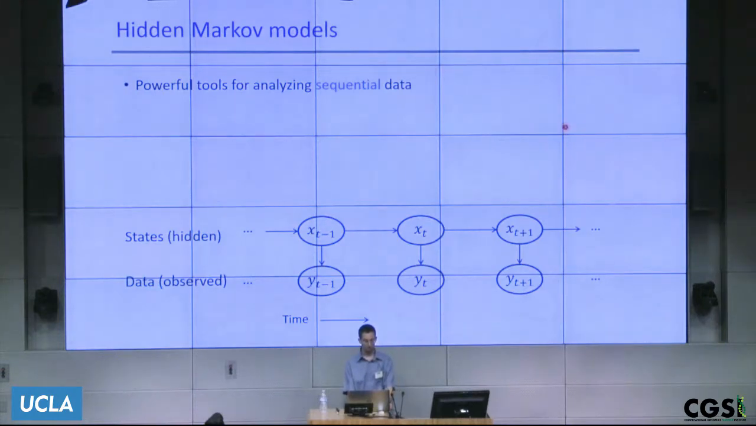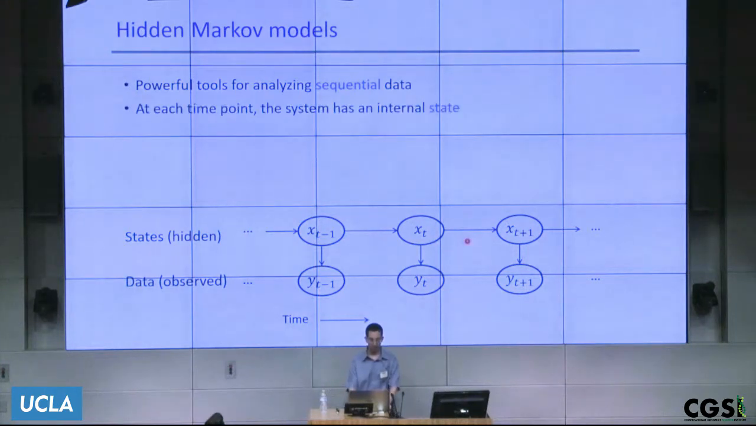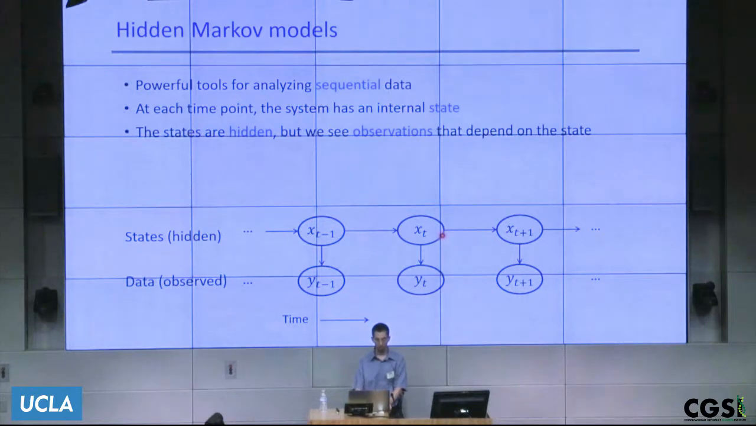Okay, just a quick reminder. Hidden Markov models are mostly used for analyzing sequential data. And the idea is the following. We have a system, and the system is characterized at each time point by an internal state. The state here is denoted by xt. And the idea is that we don't know the states. The states are hidden or latent, but we have data. The data or observations are denoted as yt here.